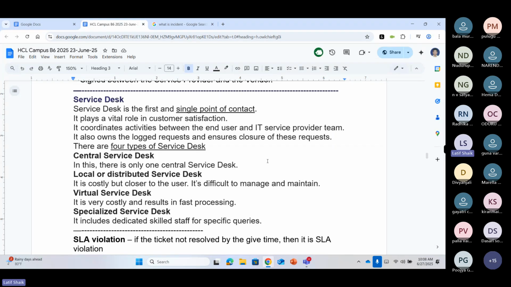Virtual service desk. This is a more interesting one. It is costly, with fast processing results. Guys, last time I got a problem with my Airtel connection. I opened the Airtel Thanks app. There is a question mark or help button. I clicked on the help button. It asked what kind of help. I said internet related. Is it mobile data or Wi-Fi?